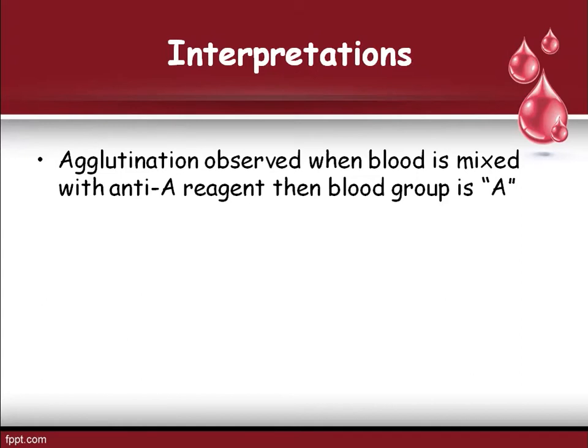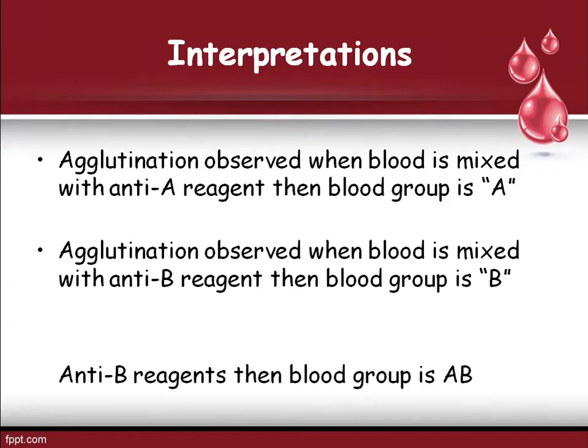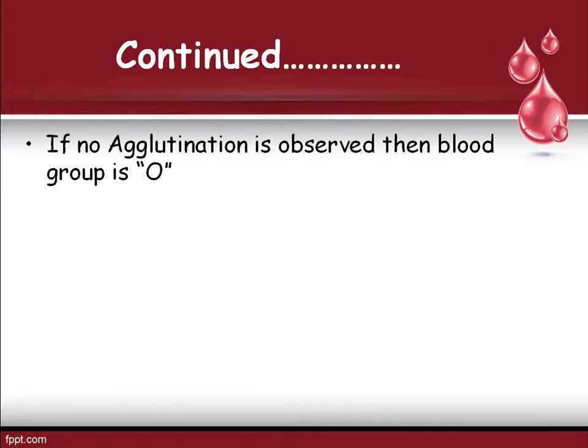Agglutination observed when blood is mixed with anti-A reagent, then blood group is A. Agglutination observed when blood is mixed with anti-B reagent, then blood group is B. Agglutination observed with anti-A and anti-B reagent, then blood group is AB. If no agglutination is observed, then blood group is O.